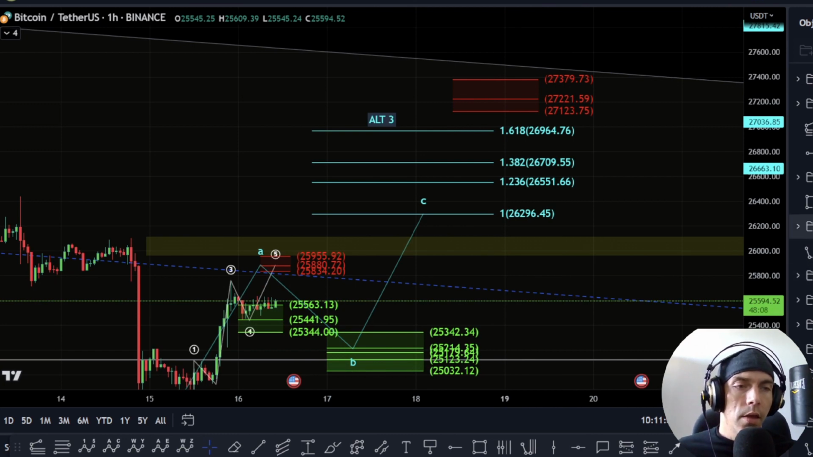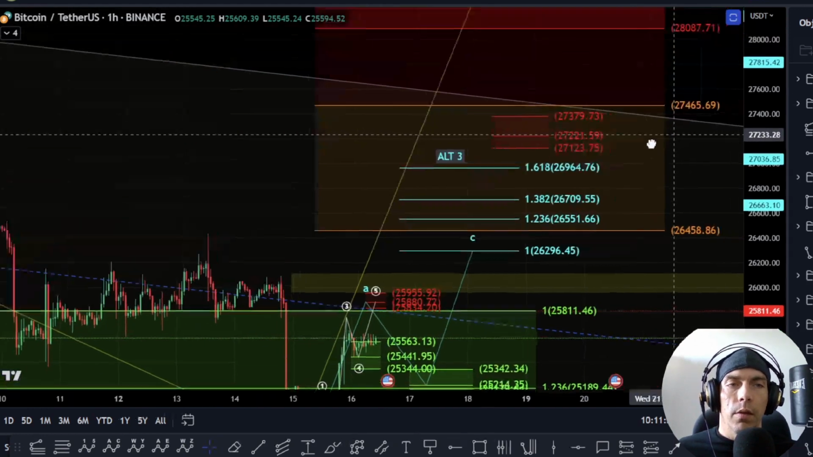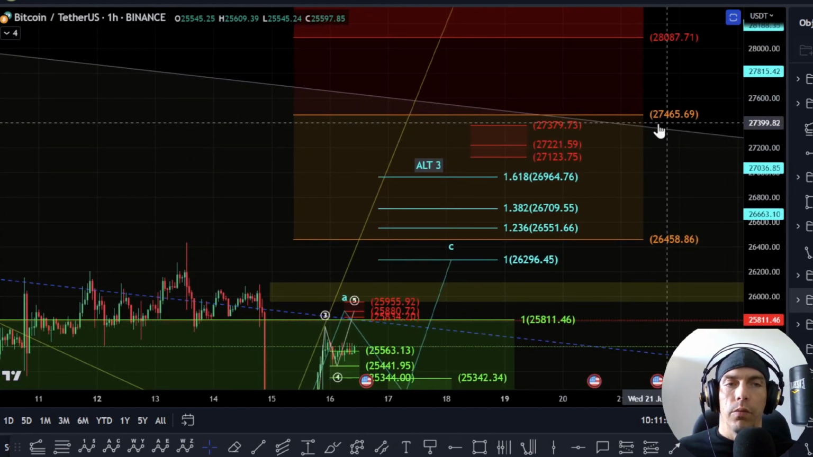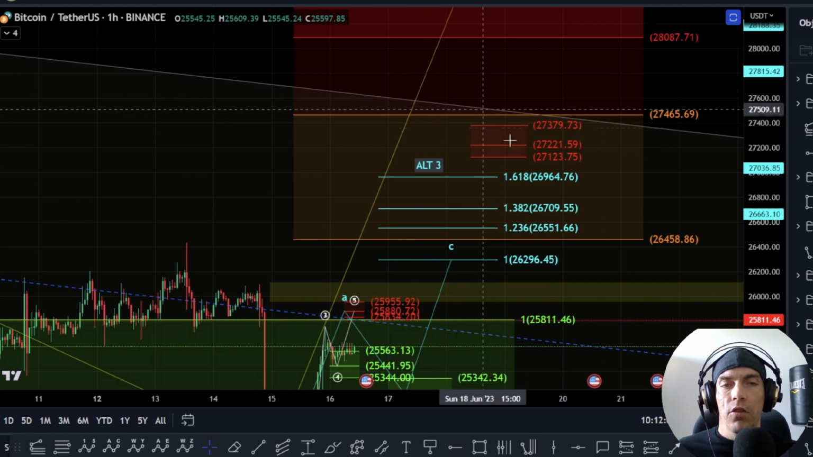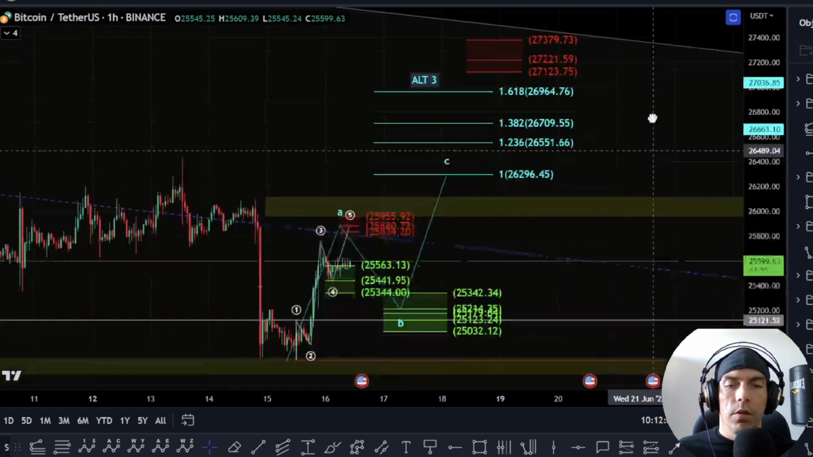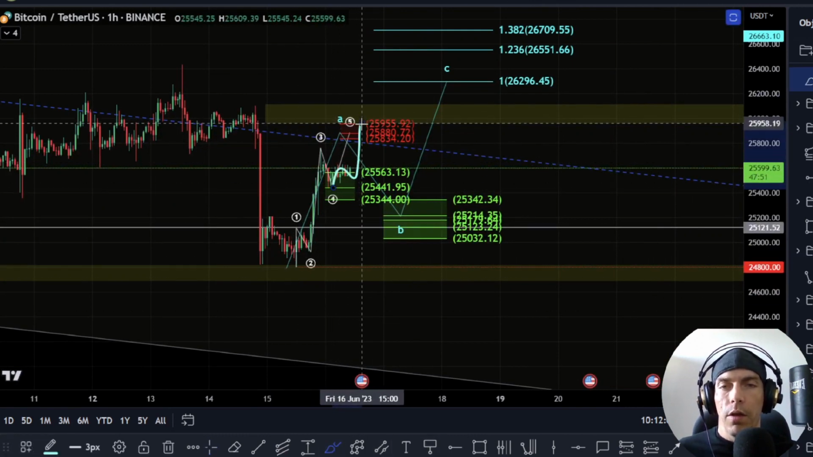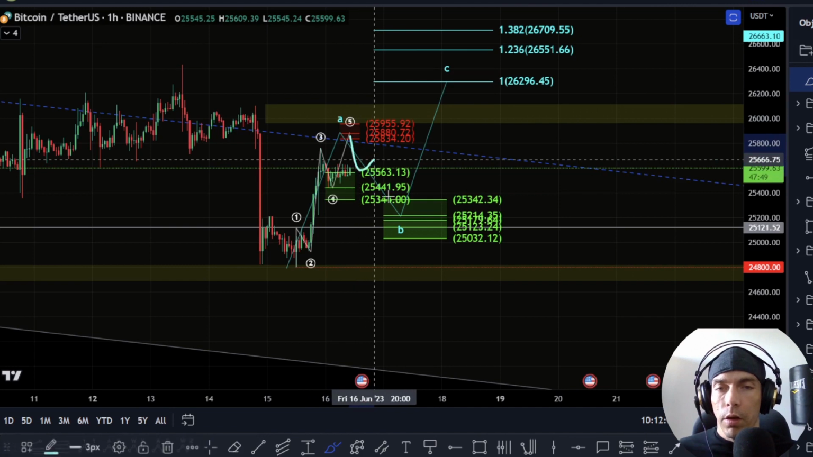I overlay this count back on here, what we can see is that possibility of that 1-to-1 is up here at this 27,465. So if we do get a little bit of extension in here, possibly this could be an area we look to target. Now the key thing within this is whether we actually complete this 5th wave to the upside here, and then looking for that retracement.